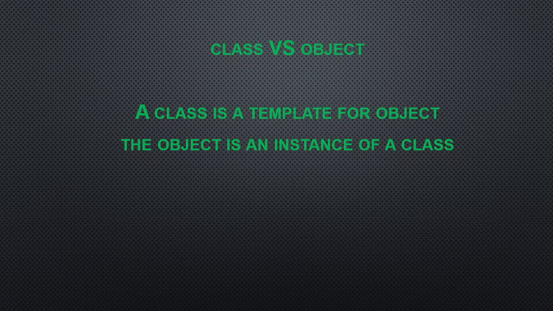Now, briefly, let's understand the difference between the class and the object. Simply, we can say the class is a template for an object, while the object is an instance of a class, but it is an isolated or separated instance of the class.